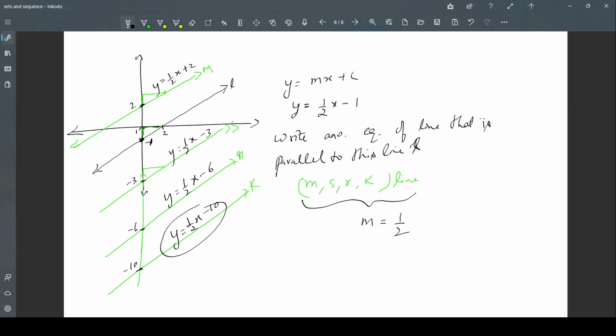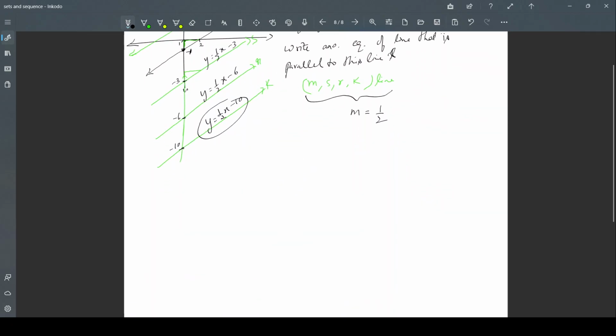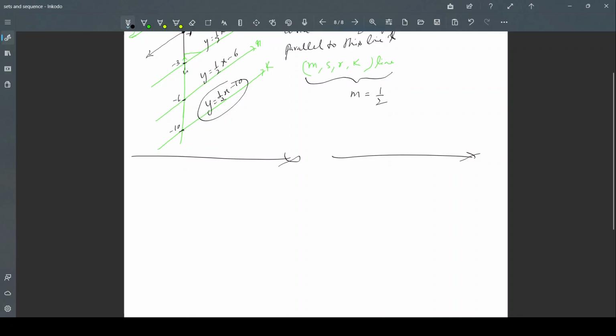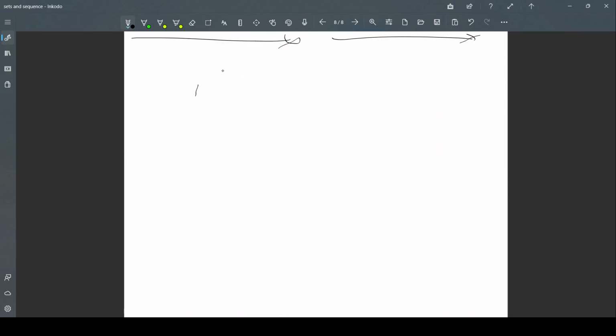Okay, so whenever the lines are parallel to each other, the magnitude will be the same. Okay, and what will be the difference? c, because c is the point where the line cuts the y-axis. It will be different, so the equation of the line will change when they are parallel, but only the value of c is affected. This is the case of parallel lines. What if the lines are perpendicular?